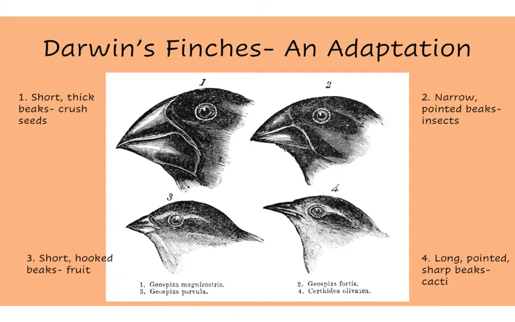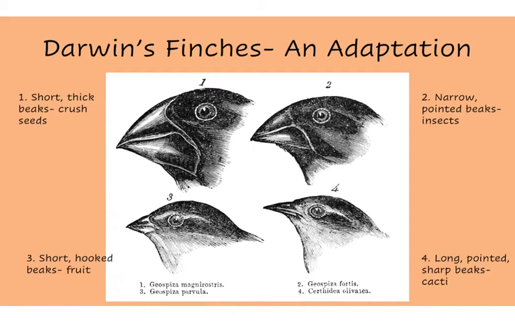And then finally, the 4th adaptation that Darwin noted in terms of the finches is that some of them had long, pointed, sharp beaks. And this was so that they could eat cacti. So they had to be able to get their beaks into the cacti to take the nutrients out of the cacti, and they needed long, pointed, sharp beaks in order to do this. So Darwin noted these differences between the beaks of the finches. So it was one species, but they all had different beaks. And they adapted their beaks to the food that they were able to find on that particular island.